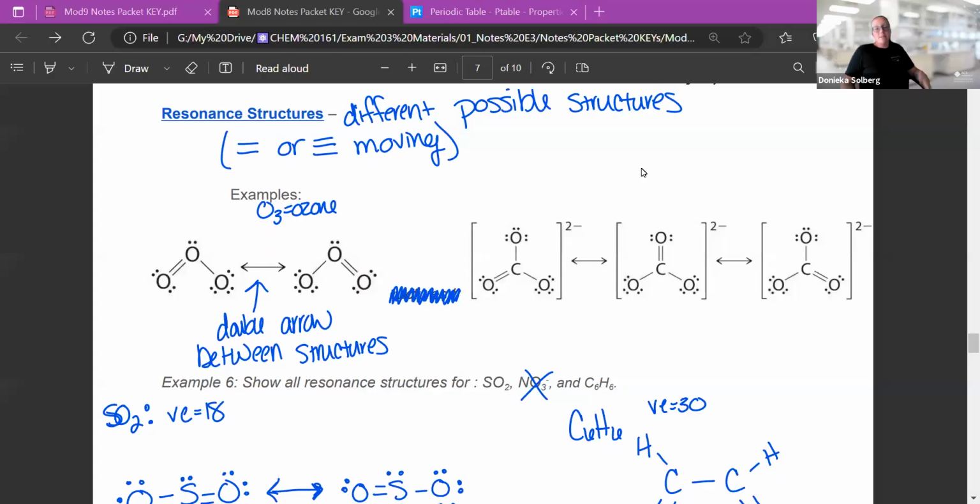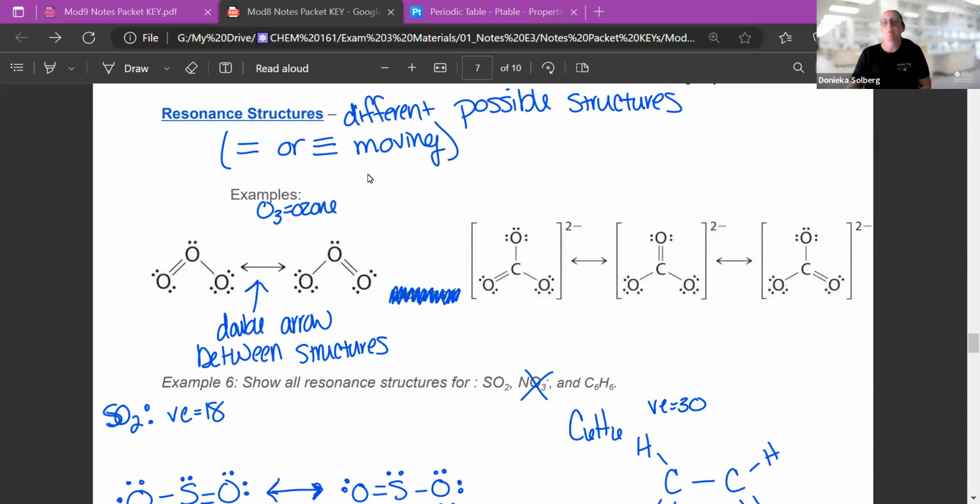Okay, now what happens if there are multiple options for Lewis dot structures? That's where what are called resonance structures are going to come in. A resonance structure is like different possible ways to connect them. Mainly it's if you have a double or triple bond, and it's like, well, you could have the double bond over here, or you could have the double bond over here. Those are resonance structures.